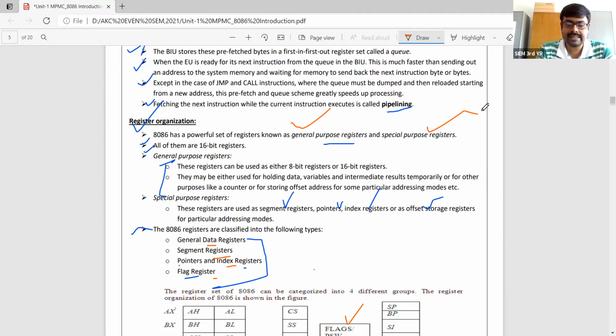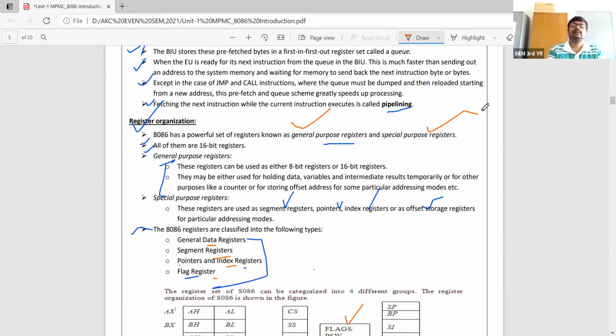All of these registers, what is the number of bits? They are 16-bit registers. We mentioned that this is a 16-bit register architecture. For the general purpose registers, we saw their different tasks. We mentioned that a general purpose register can be used as either an 8-bit register or a 16-bit register.